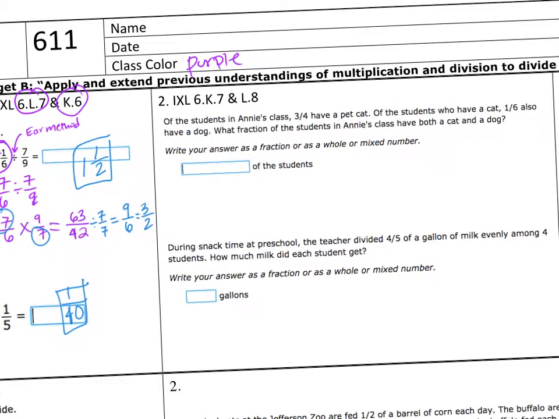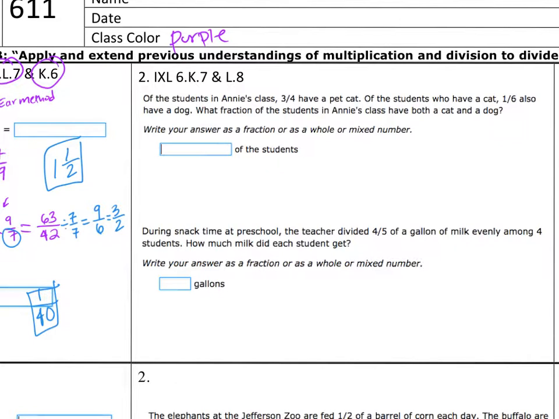So let's see. Number 2 says, of the students in Annie's class, 3/4 have a pet cat. So go ahead and circle the 3/4 have a cat. Of the students who have a cat, 1/6 also have a dog. What fraction of students in Annie's class have both a cat and a dog?